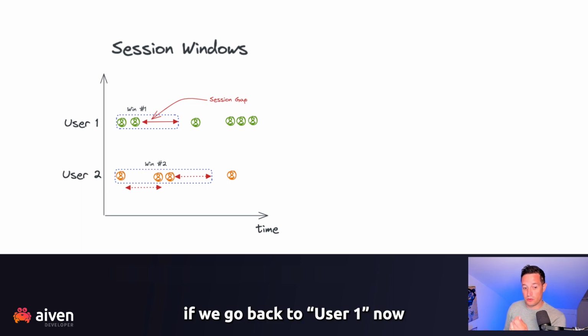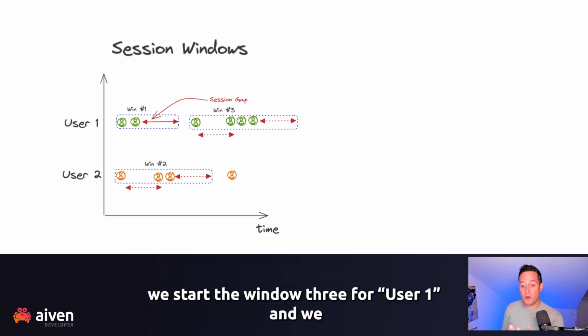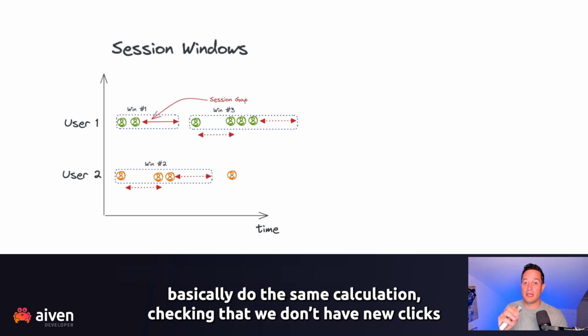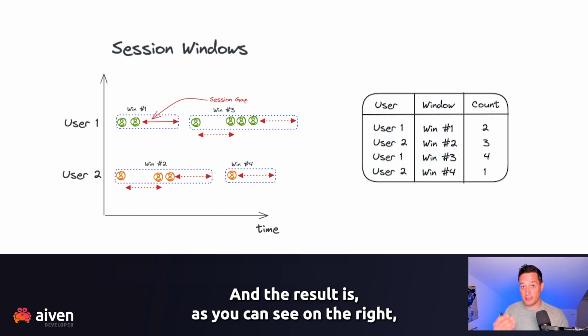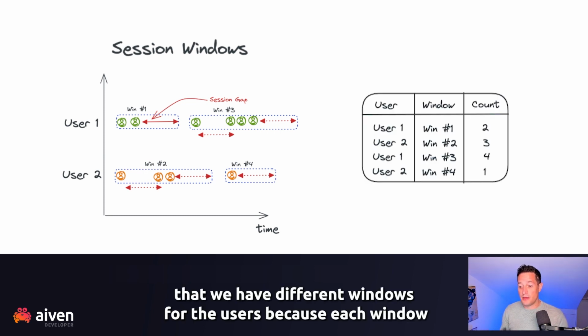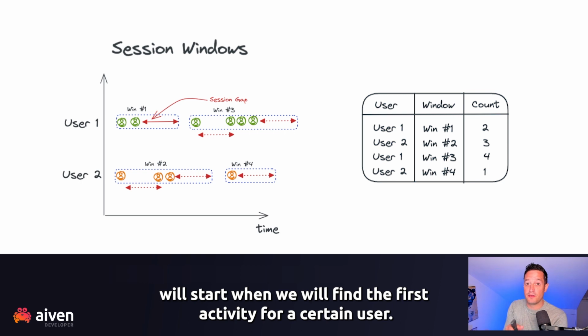If we go back to user one now, we start window three for user one, and we basically do the same calculation, checking that we don't have new clicks within the window. And we do the same for window four. And the result is, as you can see on the right, that we have different windows for the users because each window will start when we find the first activity for a certain user.